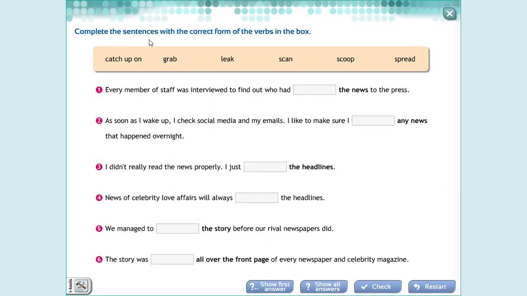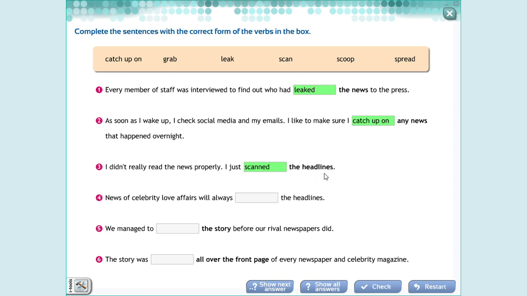It says complete the sentences with the correct form of the verbs in the box. So we have catch up on, grab, leak, scan, scoop, and spread. Let's see number 1. Every member of the staff was interviewed to find out who had leaked the news to the press. Number 2. As soon as I wake up, I check social media and my emails. I like to make sure I catch up on any news that happened overnight. That's kind of crazy. Number 3. I didn't really read the news properly. I just scanned the headlines.